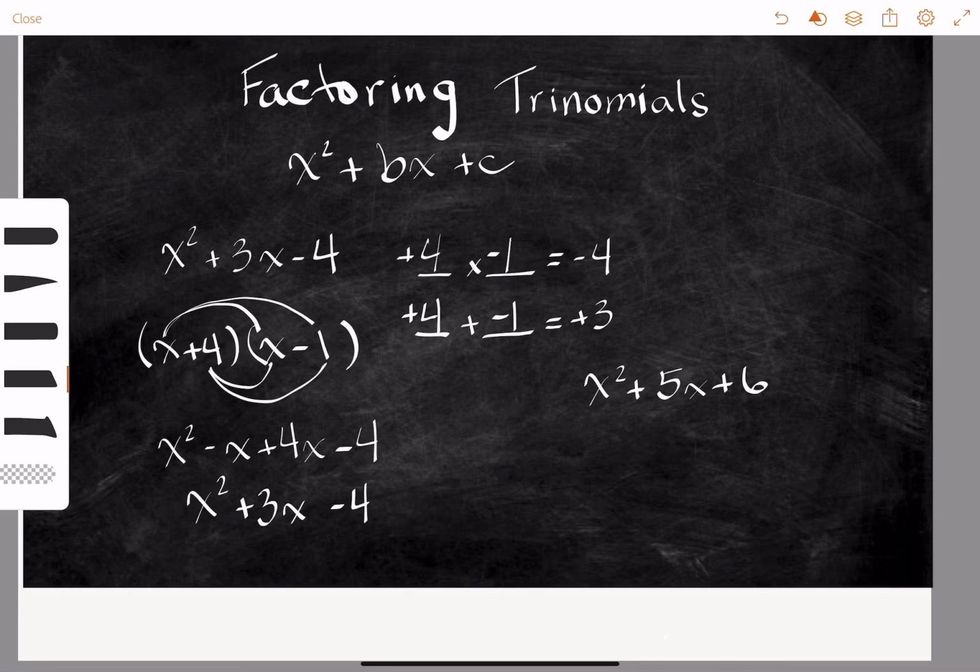So here's the answer to this one. I'm just going to write out my brackets. Two numbers that multiply to 6 but add to 5 are positive 3 and positive 2. So that is factoring your basic trinomial.